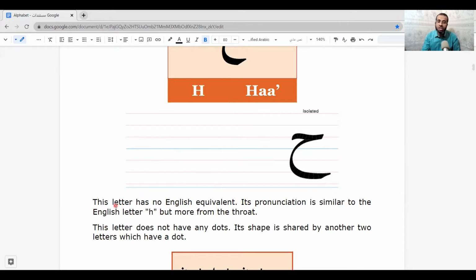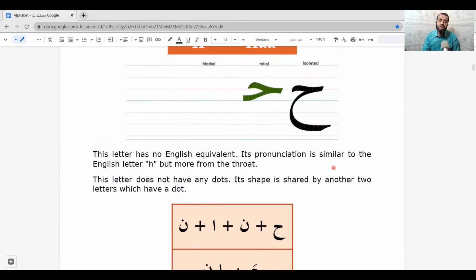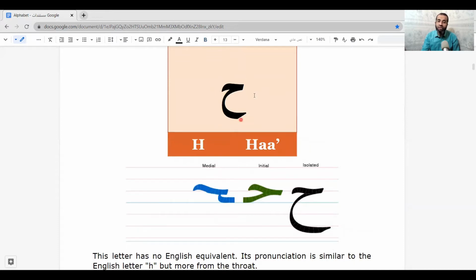This letter has no English equivalent. Its pronunciation is similar to the English letter H, ha, but more from the throat. Ha, ha. This letter, as you see, doesn't have any dots. Its shape is shared by another two letters which have a dot. So as you see here, ha doesn't have any dots, but there is another letter which has a dot above it here, and another letter which has a dot below it here, and we will study both of them later on.